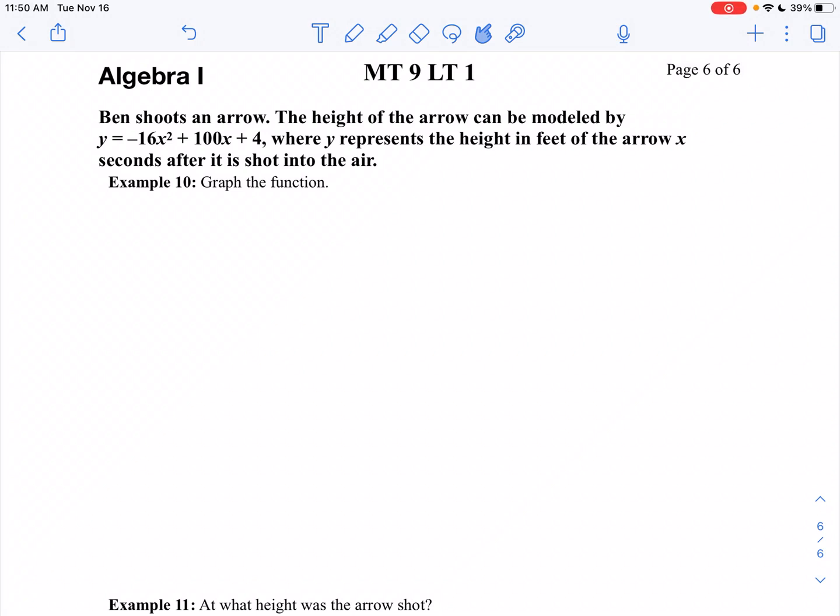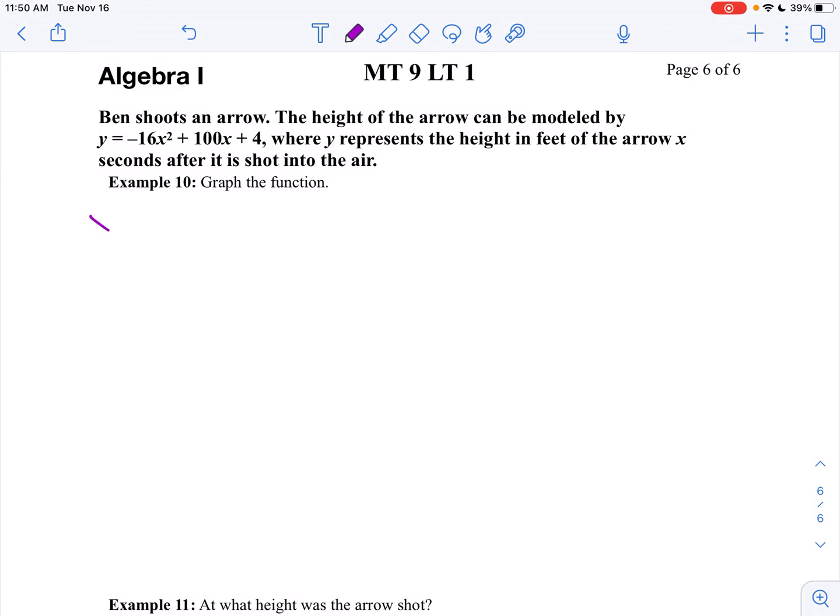Here we have an application problem. It says, Ben shoots an arrow. The height of the arrow can be modeled by this quadratic, where y represents the height in feet of the arrow and x represents the seconds after it's shot in the air. I'm going to graph this function. So I'm going to go step by step.